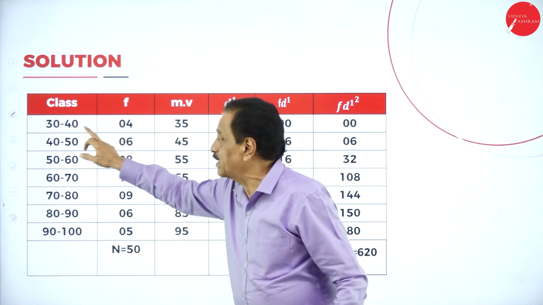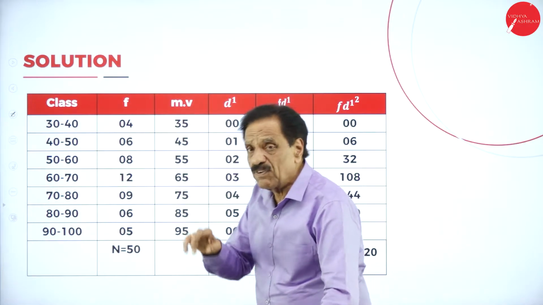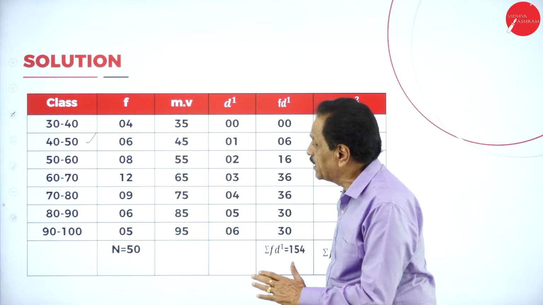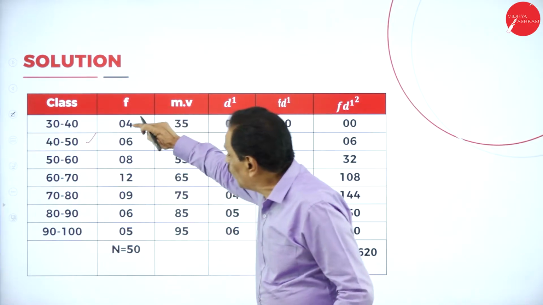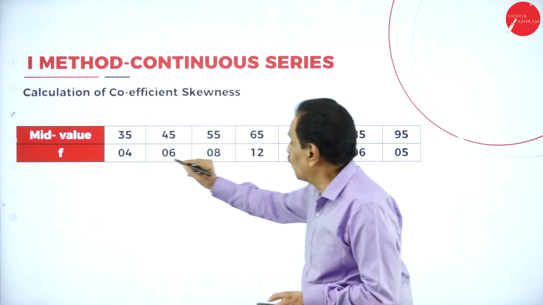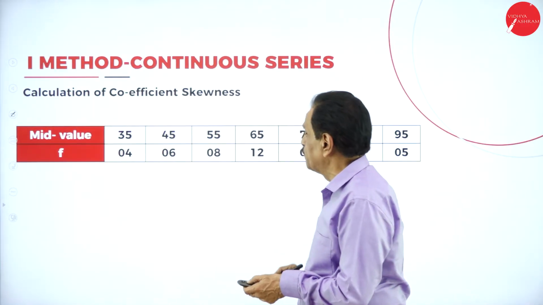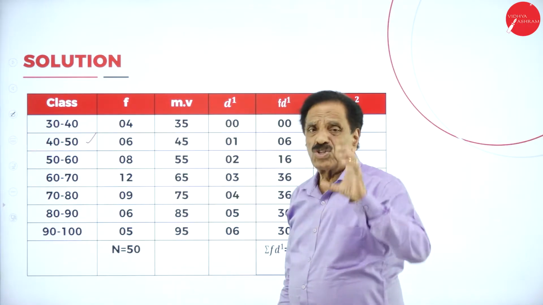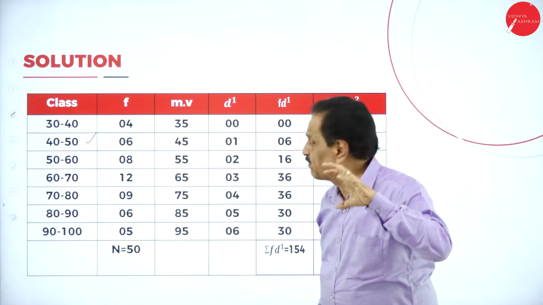Your class is 30 to 40. Deduct 5, add 5, we have 40 to 50. It will go up to 92. So the given frequencies are 4, 6, 8, 12, 9, 6, 5. See that? So the total number of frequencies becomes 15.